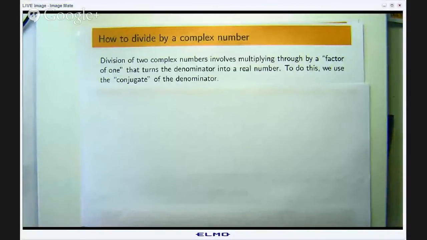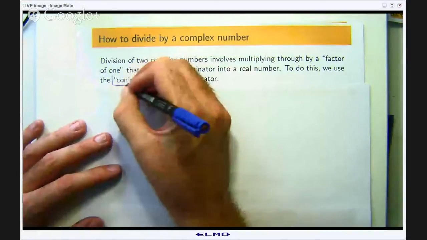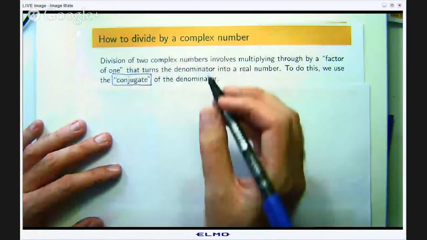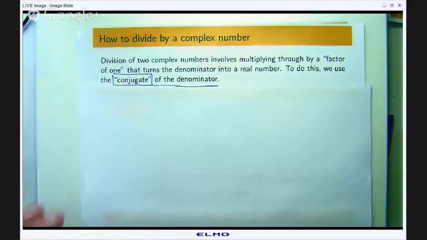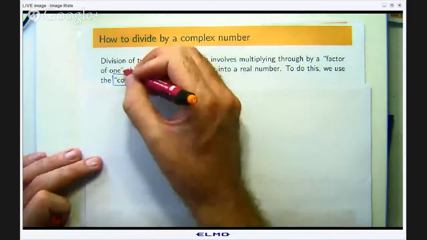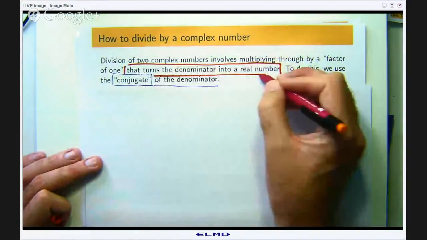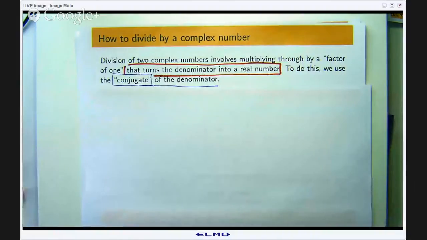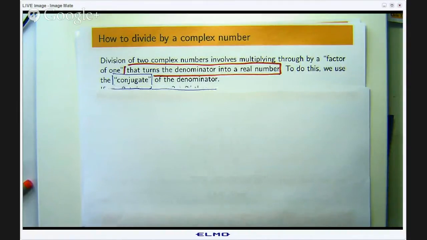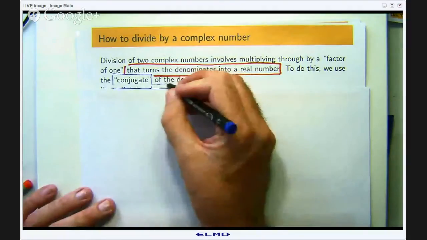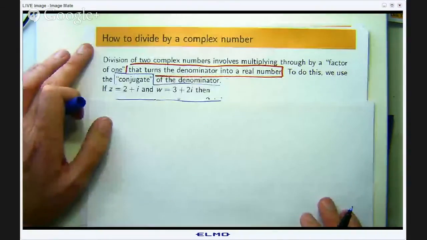Okay, so in particular, we're going to use an idea that involves the conjugate of the denominator. So we're going to multiply through by a factor of 1 that turns the denominator into a real number. And the point of doing this is that you then have a Cartesian form, which you can plot on an Argand diagram or in the complex plane, and you can do stuff with it. So let me give you an example. And this is a quick one, and I'll do one by hand in a minute.